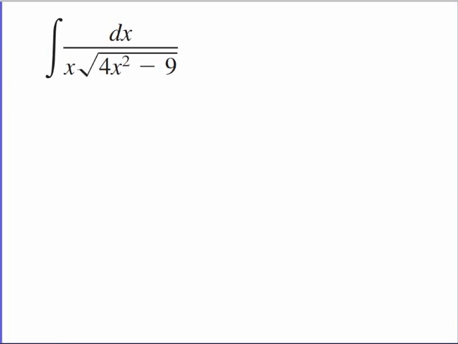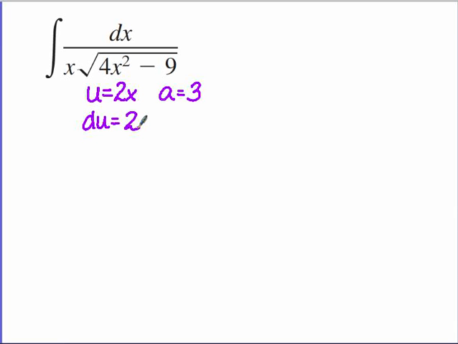That looks like 18. 3. That's 18. Okay. It looks like the arcsecant one. So we need to identify what is u? 2x. What is a? 3. What is du? 2.